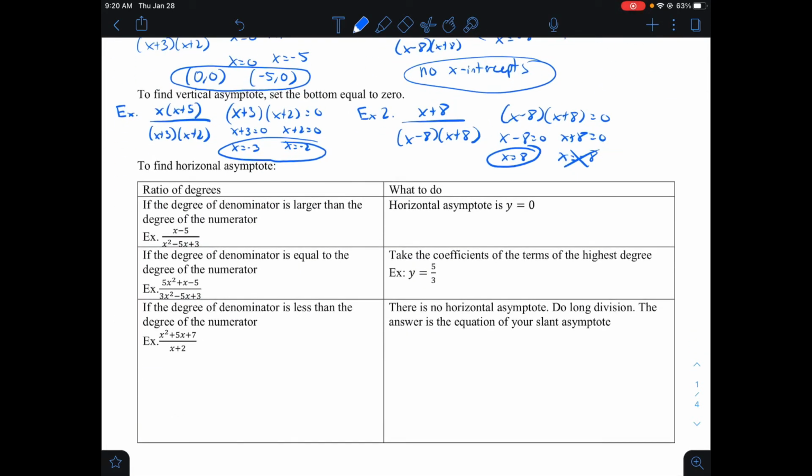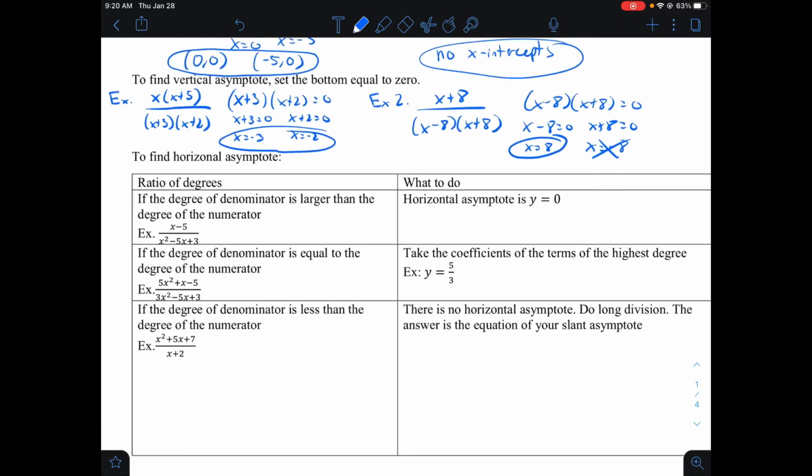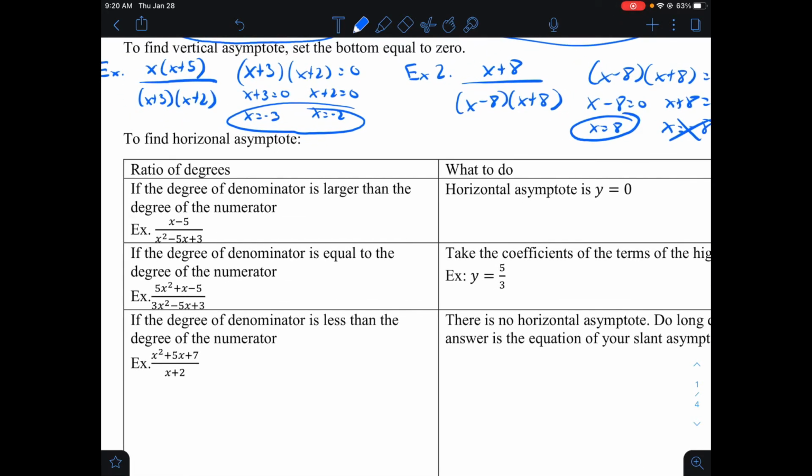So now, for this one, we're finding the horizontal asymptote. I already have an example put in here, so we'll analyze a different function. For finding the horizontal asymptote, you kind of got to figure out the ratio of the degrees. So if the degree on the bottom, or in the denominator, is larger than the degree in the numerator, or on the top, your horizontal asymptote is automatically y equals 0. So you don't got to do any work.